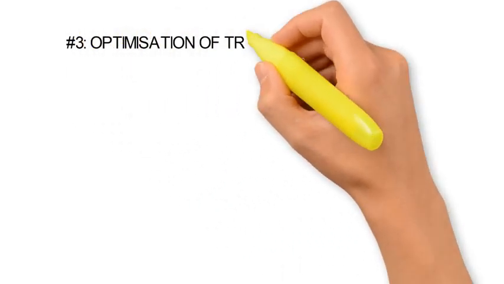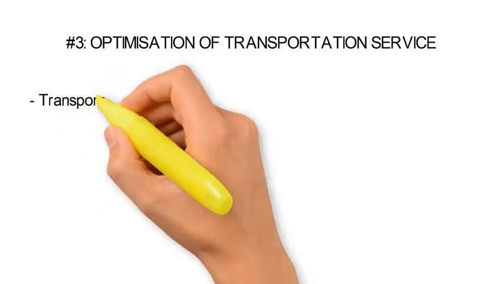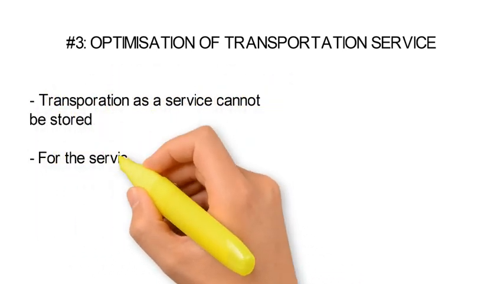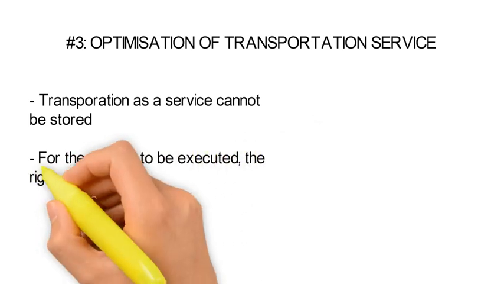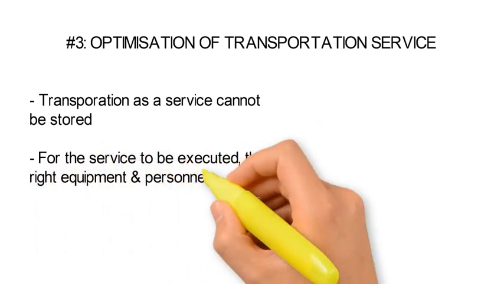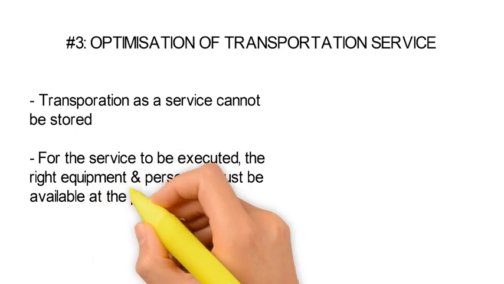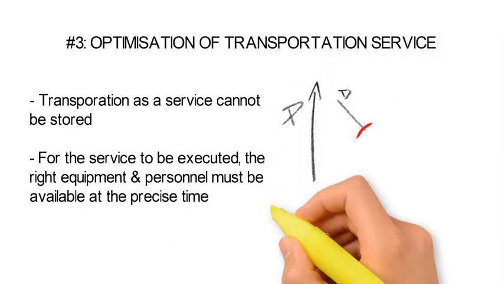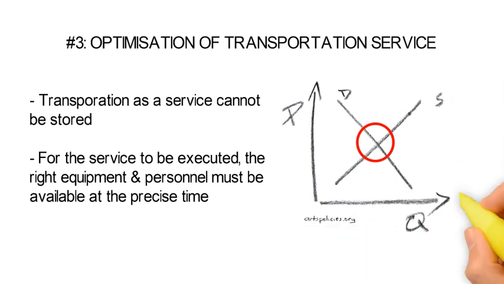Rule number 3 talks about optimization of transportation service. Transportation, being a service, cannot be stopped. For the service to be executed, the right equipment and personnel must always be available at the precise time. Technology will facilitate the provision of real-time information to allocate resources, which is the supply, such that customers' needs, which is the demand, can be met.